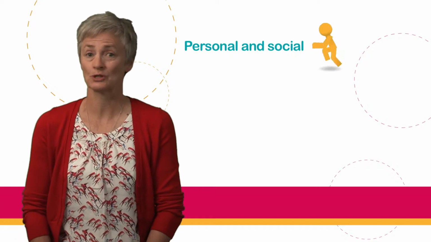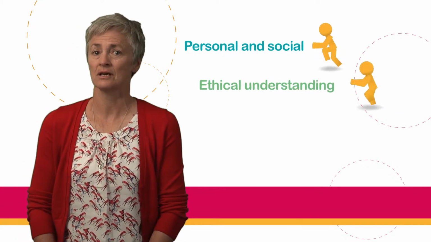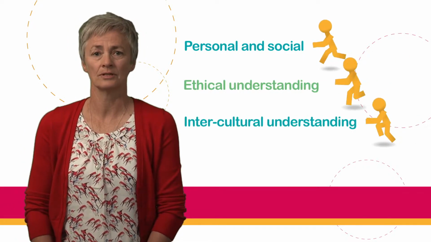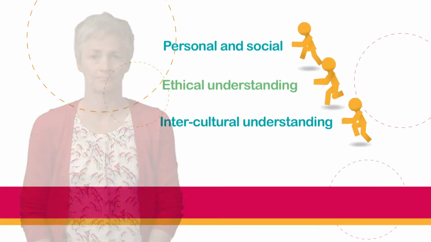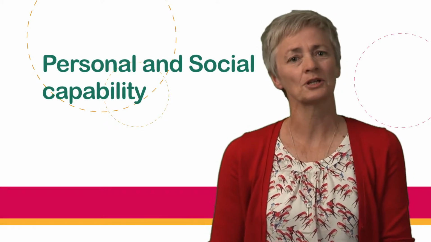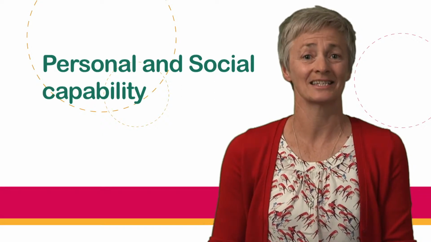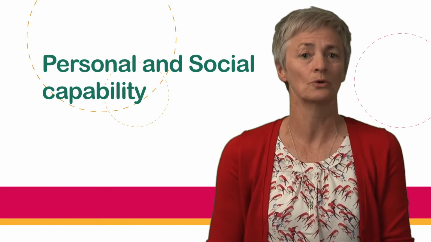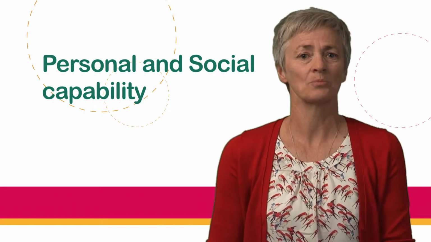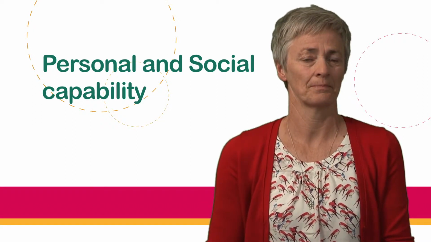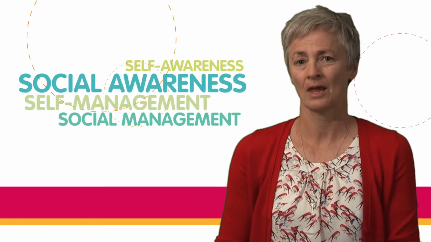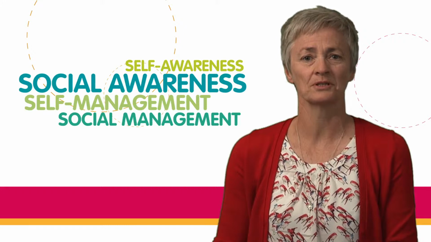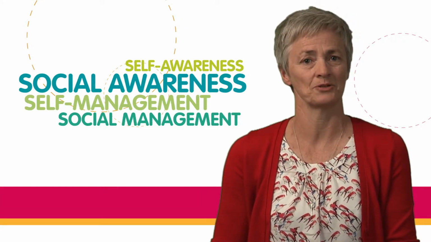First, the personal and social capability. Second, ethical understanding. And third, intercultural understanding. Now I'll go back to the first of these, personal and social capability, and talk a little bit more about how it is structured and its connections to the CASEL social and emotional core competencies that are so important in component 2 of KidsMatter. The personal and social capability has 4 organising elements: self-awareness, self-management, social awareness and social management.